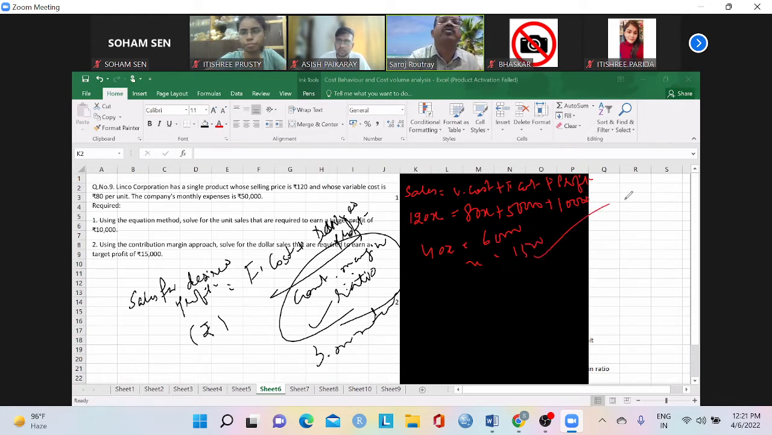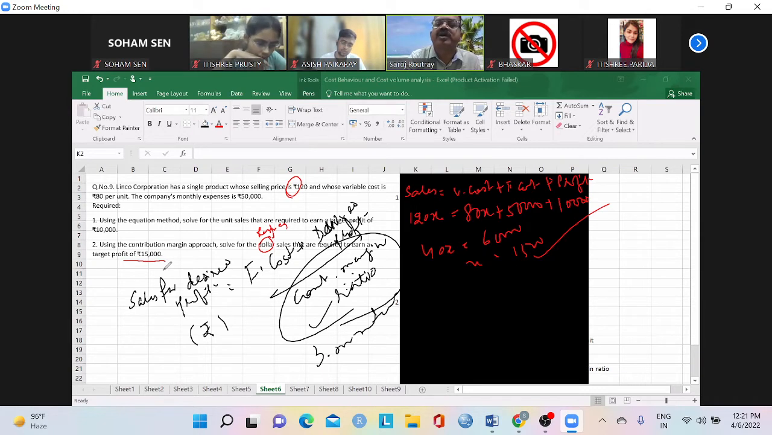Very good. Those who have got 1500, they are right. Using contribution margin approach, solve the dollar sales that are required to earn. Dollar sales, it is rupees. Actually, I have not corrected it. The first part here has been changed. So rupees required to earn a target profit of 15,000.